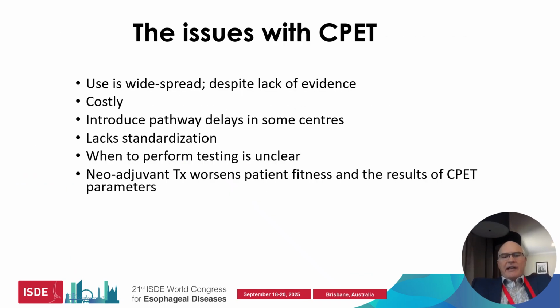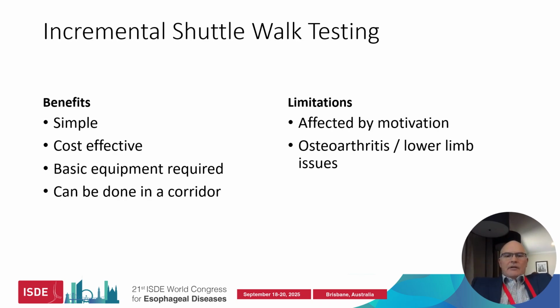And the issue with CPET is that whilst its use is widespread, the evidence is lacking. It's also costly, and introduces delays into pathways, and when to perform it is also unclear, as we know that neoadjuvant treatment clearly worsens patient fitness and the results of CPEX parameters. Incremental shuttle walk testing is simpler and perhaps more cost effective, as only very basic equipment is required. It can be done in a corridor. Its limitations are that it's affected by motivation or lower limb issues such as osteoarthritis or peripheral vascular disease.